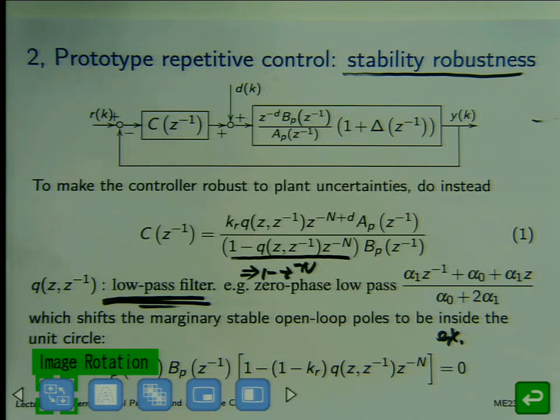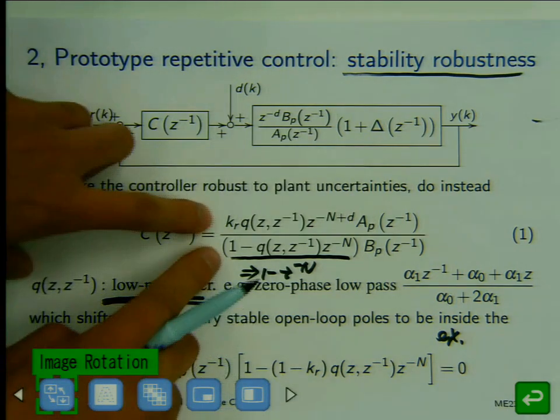Unable to reject the disturbance, is that what you said? Just take a look at a little more.